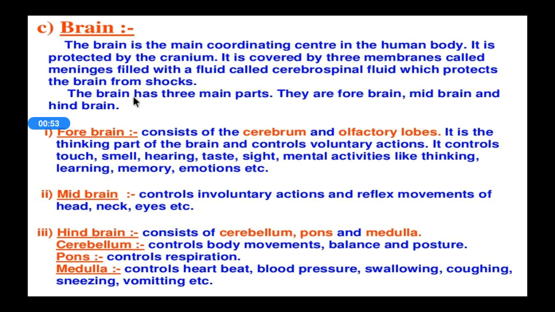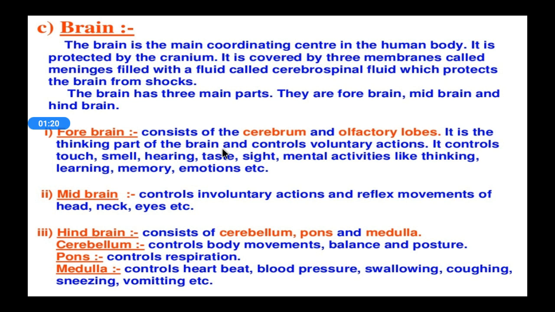The brain has three main parts: forebrain, midbrain, and hindbrain. The forebrain consists of the cerebrum and olfactory lobes, and it is the thinking part of the brain.